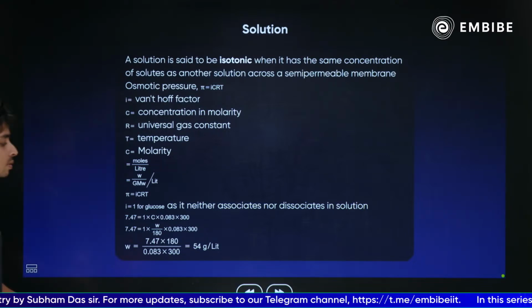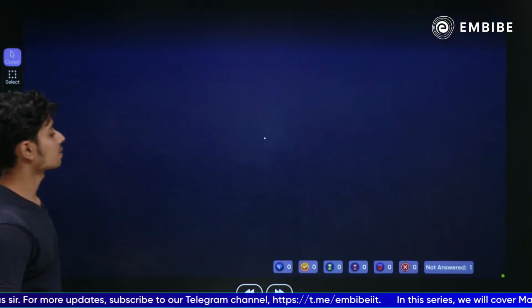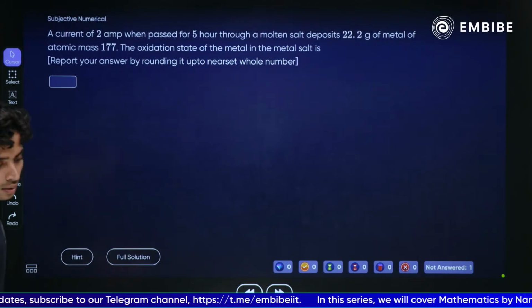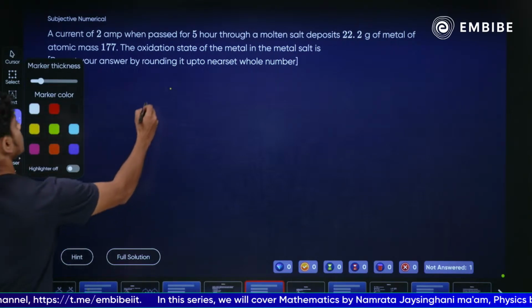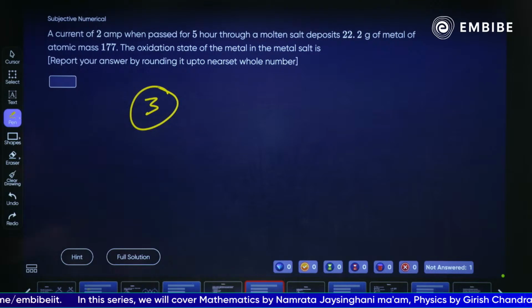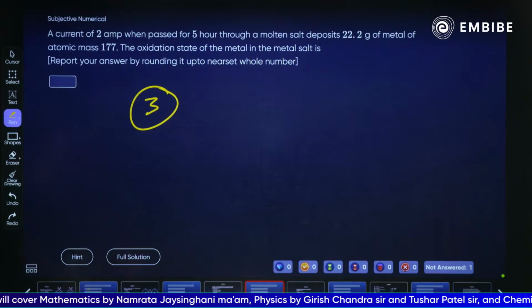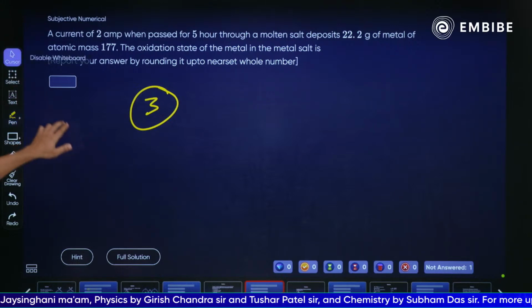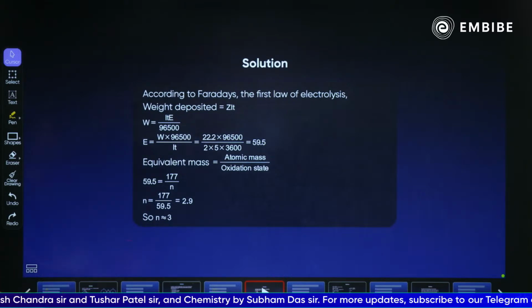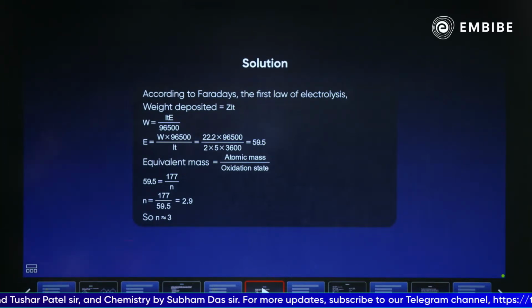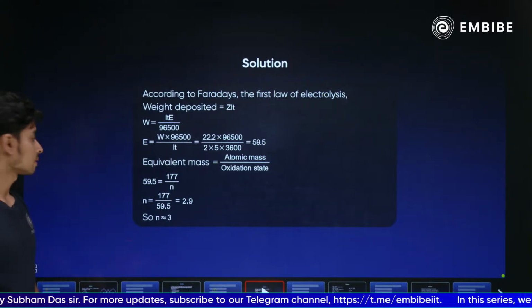Okay, so we'll go to the next slide. Next slide we have another subjective numerical. Here the answer is 3. This question's answer is 3. Again solution, you can take a screenshot. So solution slide is this one. You guys can take a screenshot. Subjective numerical questions are relatively easier in this paper, I feel.